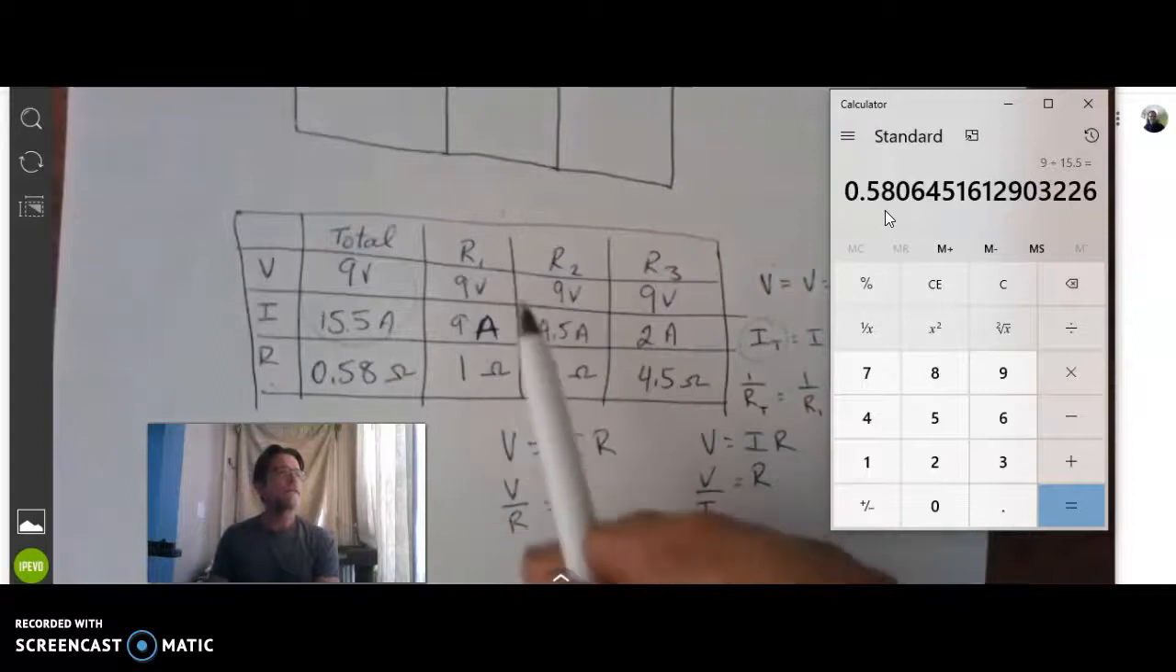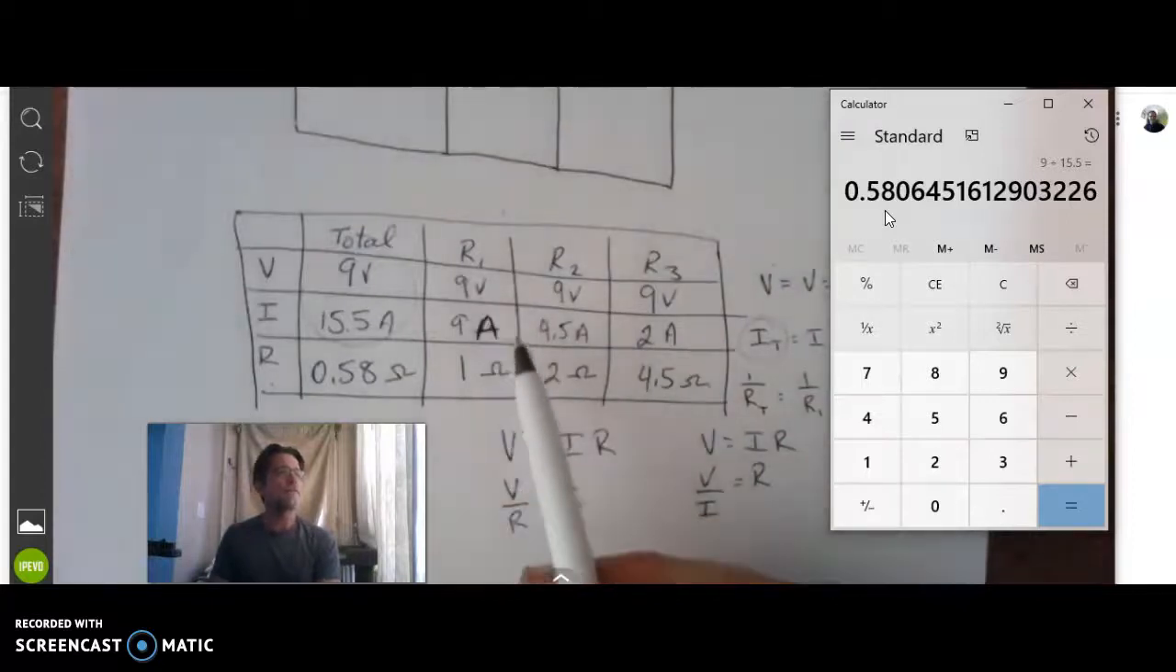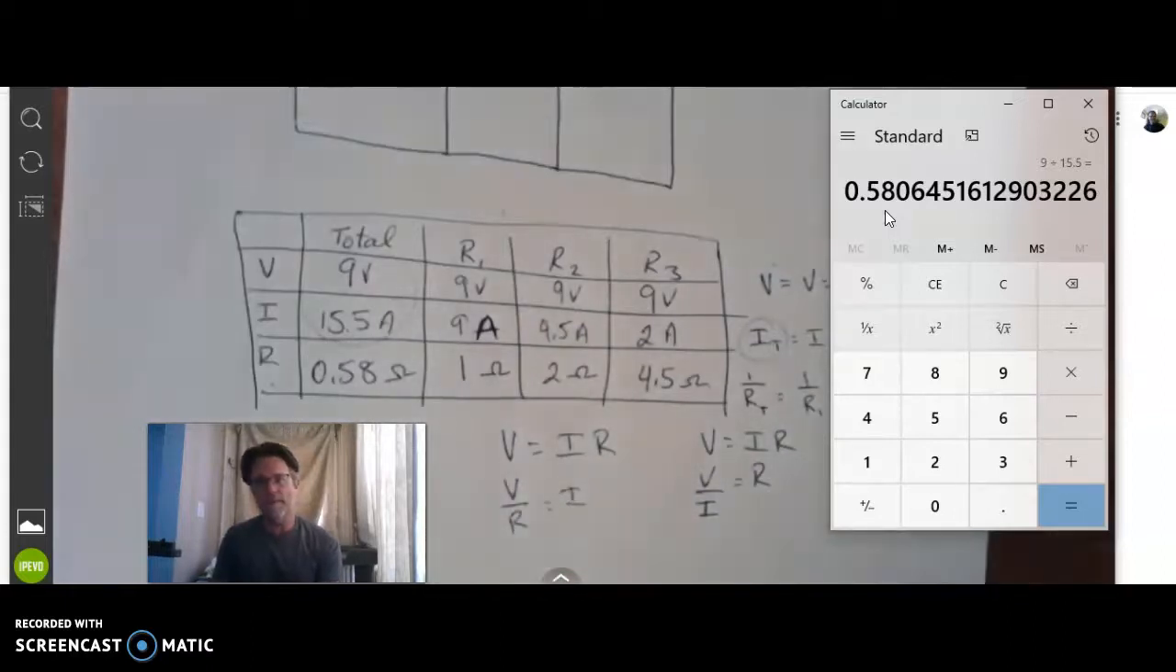Okay, so we've now solved for the voltage, current, and ohms at each resistor and for the totals of those. Okay, so that's solving a simple parallel circuit. Let me know if you have any questions.